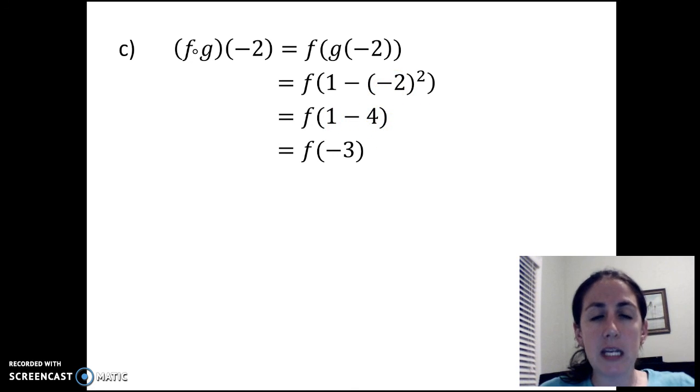So now that's what g at negative 2 is. G at negative 2 evaluates to be negative 3. So into f, we'll put that negative 3. 2 times negative 3 plus 3 gives us negative 3.